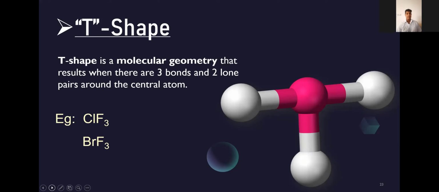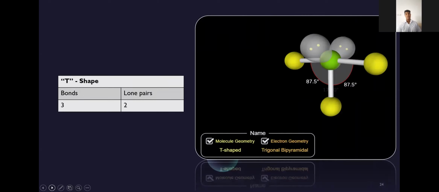Moving ahead, there is a structure that represents the letter T. The molecular geometry is labeled as T-shape. There are 3 bonds and 2 lone pairs around the central atom. In such a situation, the molecular geometry is T-shaped and the electron geometry is trigonal bipyramidal. The examples you can find are BrF3 and ClF3.